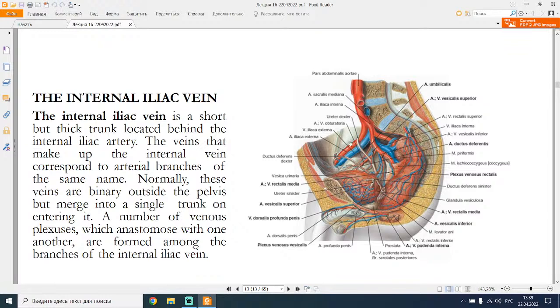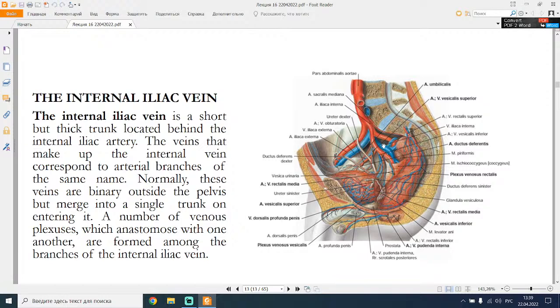What you see, this is vena iliaca communis. This is cut. What you see, vena cava, vena iliaca externa, vena iliaca interna.